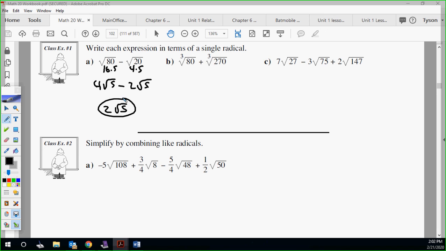Okay. And then we're working with cube roots next. 80 and 270. The obvious things to me are 8 and 27. 8 times 10, 27 times 10. 8 and 27 are both perfect cubes. Pulling 8 out, that's 2 cube root 10 plus 3 cube root 10. So 2 cube root 10 plus 3 cube root 10 is 5 cube root 10.